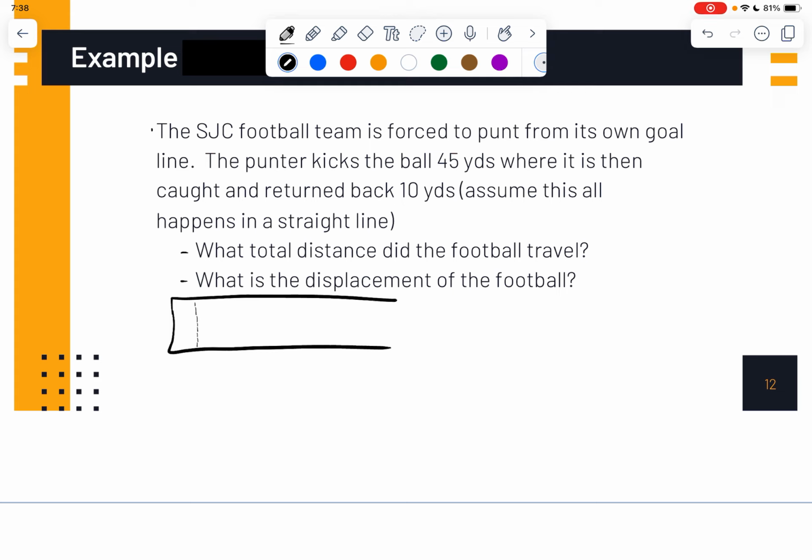Right, so we have our end zone, and basically we're saying that the football is going to start here. We're then told that it's going to be kicked up the field 45 yards. And it's then going to be returned back 10 yards.